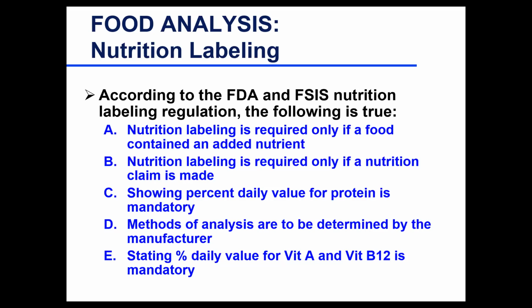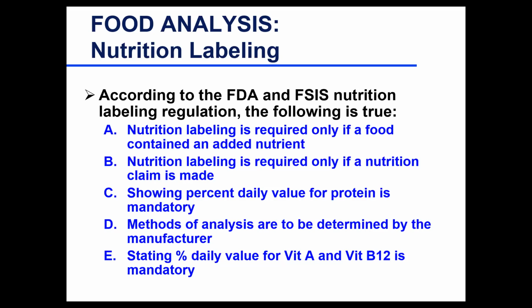Nutrition labeling is required only if a nutrition claim is made. Again, that's back in 1973. Now, whether or not you're making a nutrition claim, you have to have your nutrition panel on most foods. There are some exemptions. Showing percent daily value for protein is mandatory? No, it's only mandatory if it is for infants and children under 4 years of age, or if you're making a protein-specific health claim. You can have it on the label, but it's not mandatory unless you're making a claim.